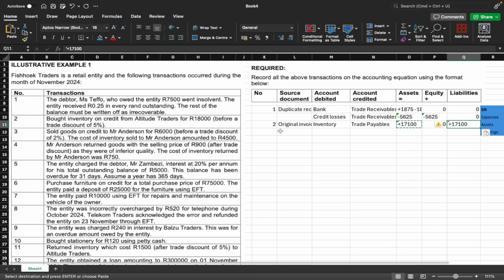Okay, so let's move on to the next one, number 3. Sold goods on credit to Mr. Anderson for 6,000 Rand before a trade discount of 2%. The cost of inventory sold to Mr. Anderson amounted to 4,500 Rand.